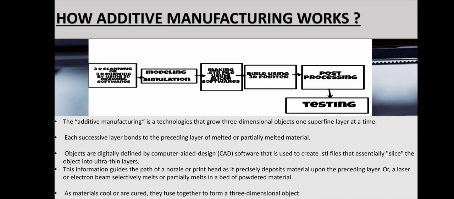We will put our drawing into the slicer software, and the slicer software will divide our 3D drawing into layers, and it will create an .stl file. The .stl file will contain all the instructions which our hardware will read, and the product will be built in the 3D printer. Then post processing will be done and testing will be done.